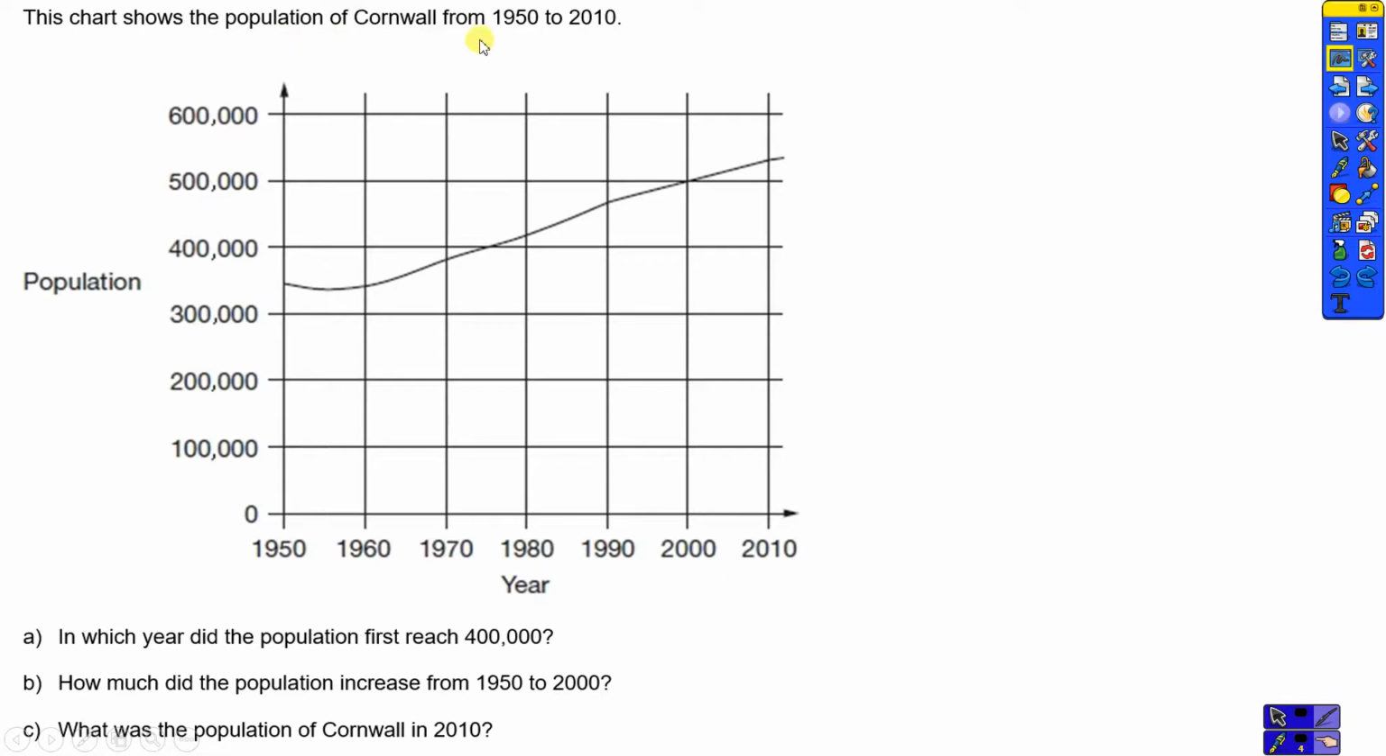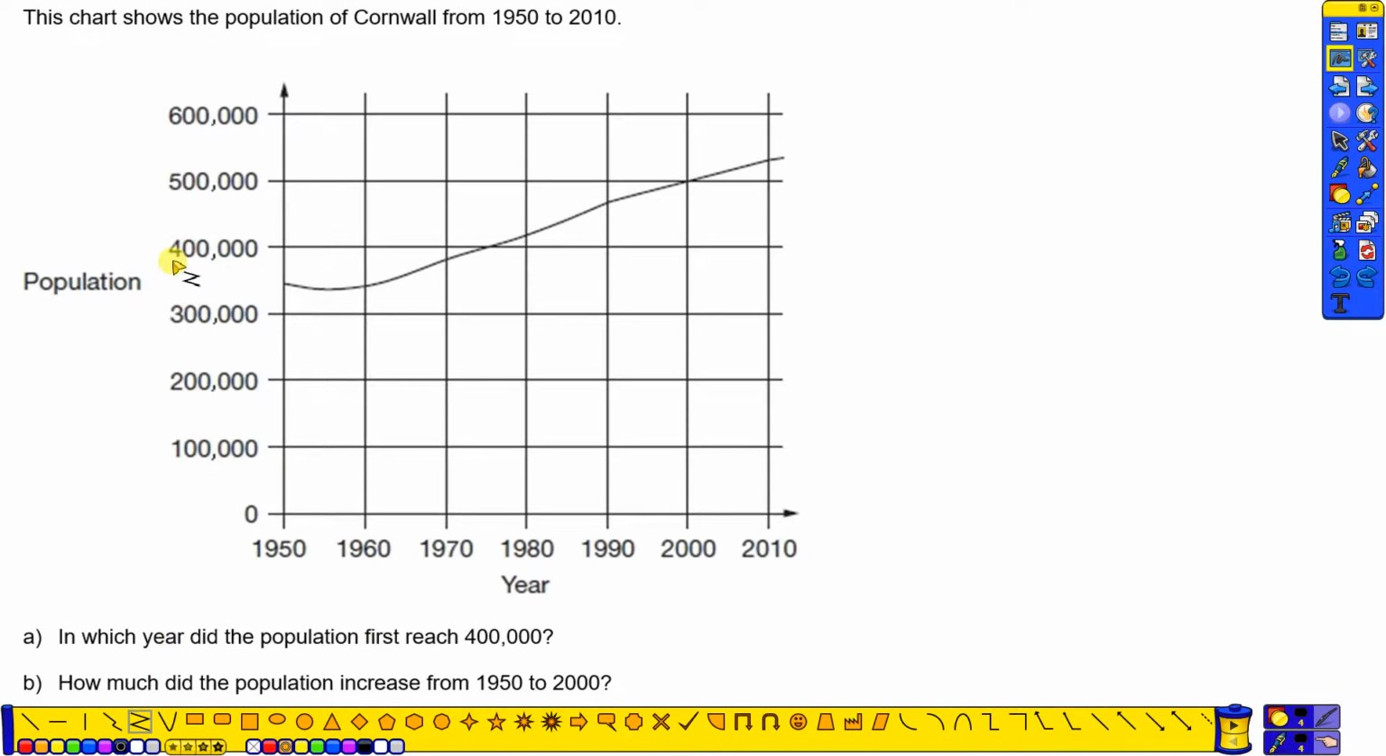This chart shows the population of Cornwall from 1950 to 2010. In which year did the population first reach 400,000? So we need to find 400,000 population. We read across, then we go down, and I'm making sure to draw these lines as straight as possible. I'm not drawing them like that or like that. I'm drawing a line straight down, and I can see the year is about halfway between 1970 and 1980, so I would say the year would be 1975.